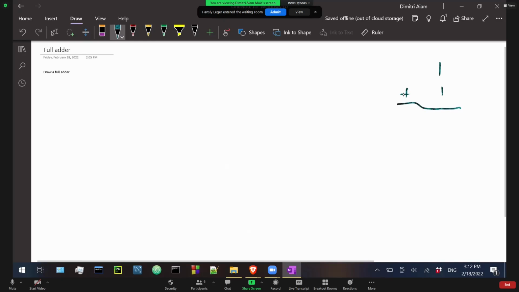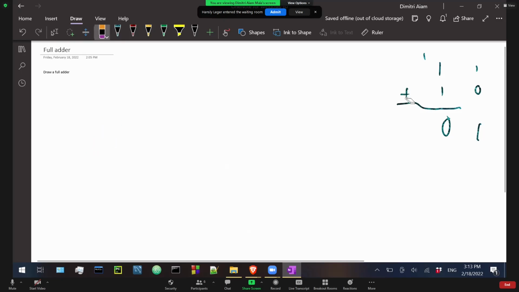If it was 1 plus 0, what would be the output? 1. When it's 1 plus 1, what's the output? 0 carry 1. So this behavior, 1 plus 0 gives 1, and 1 plus 1 gives 0, is the behavior of an XOR gate. One or the other, but not both. So we start with an OR gate, one or the other.